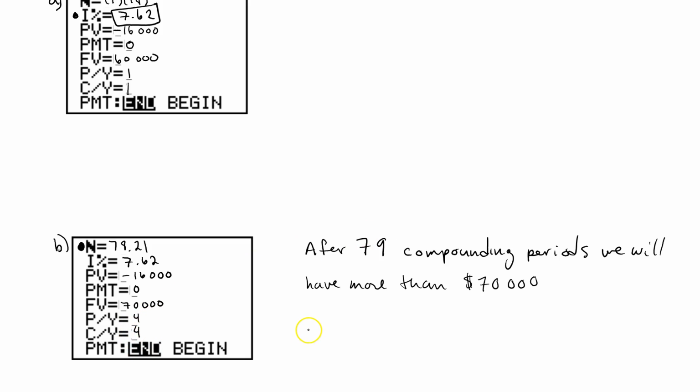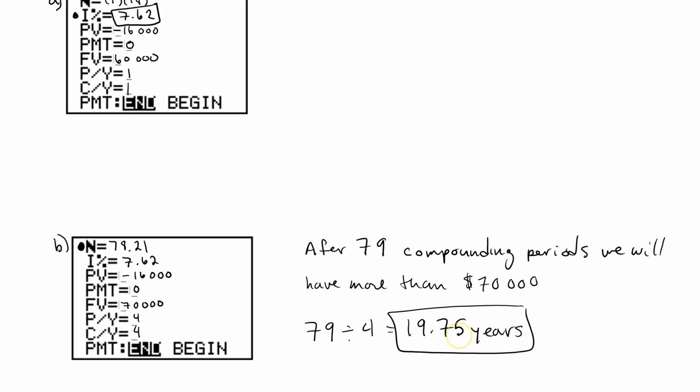So what we need to do, to get the number of years, is say 79 divided by 4, which is 19.75 years. So it will take 19.75 years. Another way you could have answered it is just saying after 79 compounding periods that are compounded quarterly. That could also be one, but this is the fullest and best answer because it gives us a really good sense of how long this went on for.